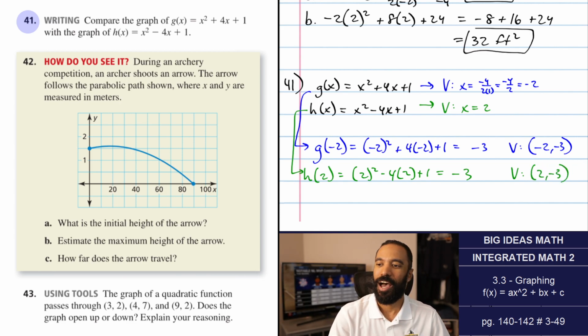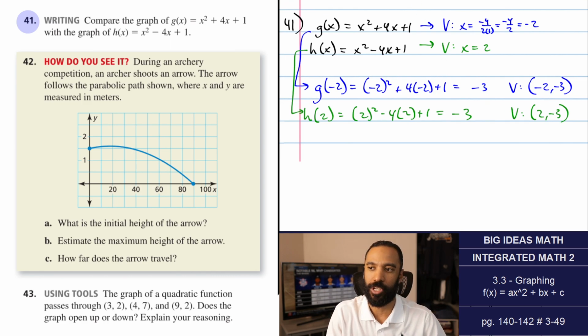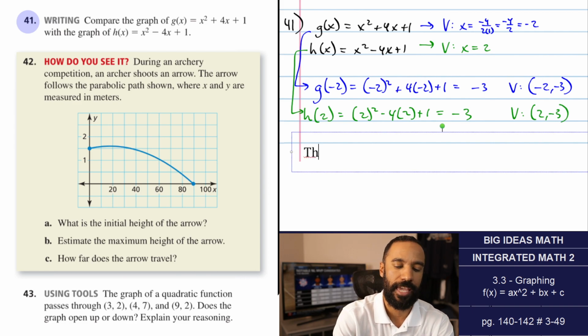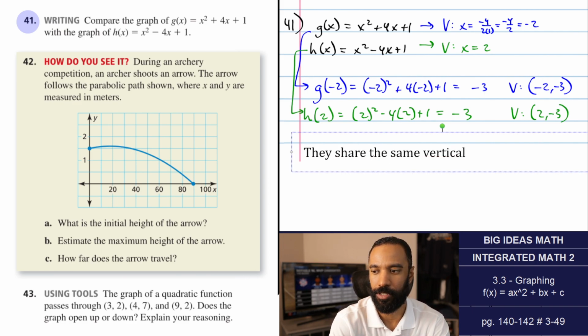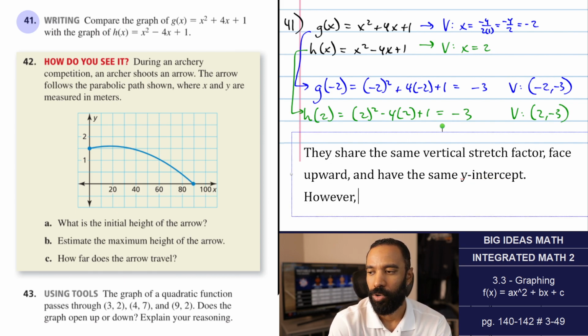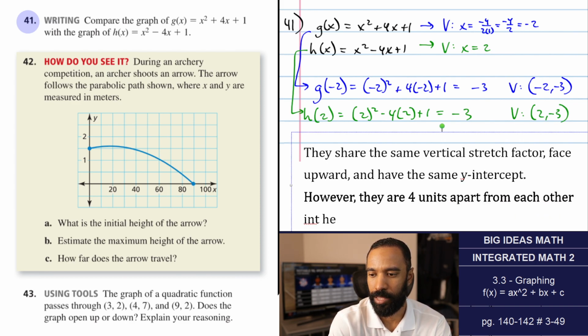Okay, fine. So, as far as comparisons go, check this out. Same stretch factor. They both face up, so they share the same vertical stretch factor, face upward, and have the same y-intercept. Like, they literally cross at the same thing. However, they are 4 units apart from each other in the x direction. See vertexes above.